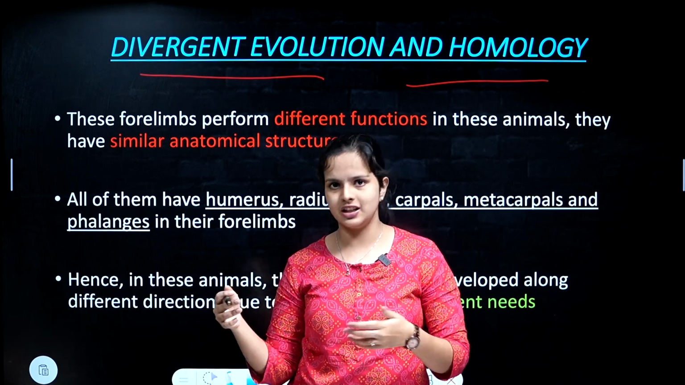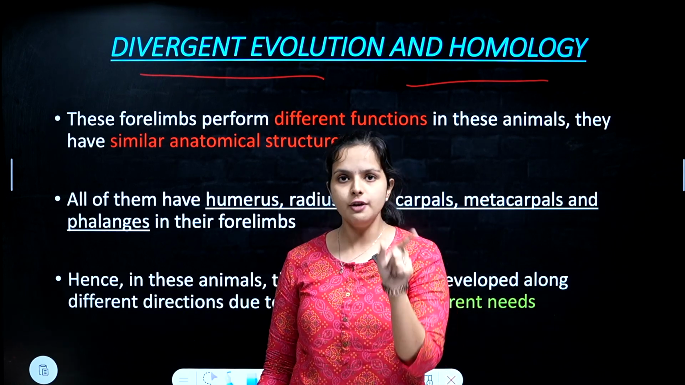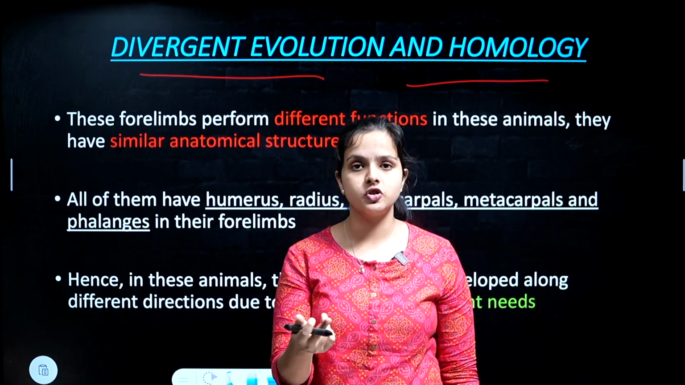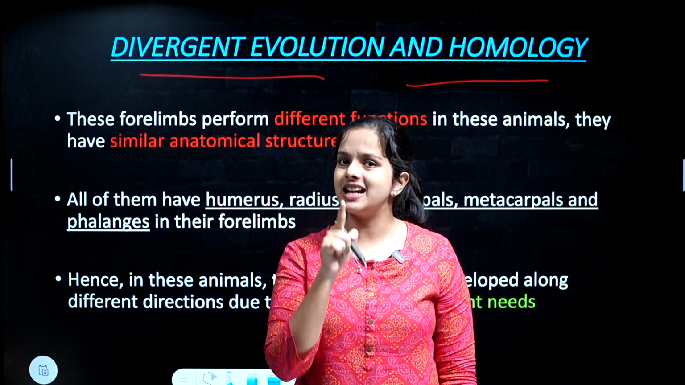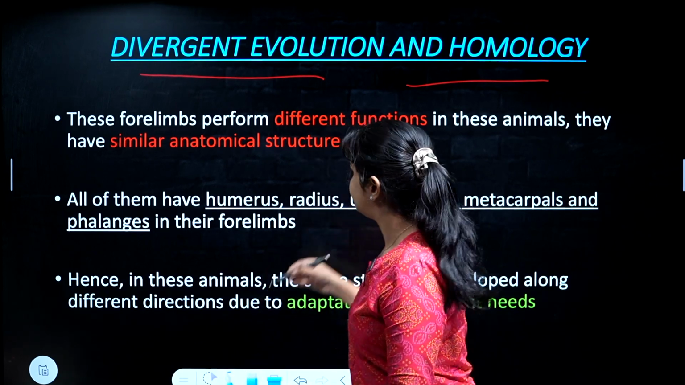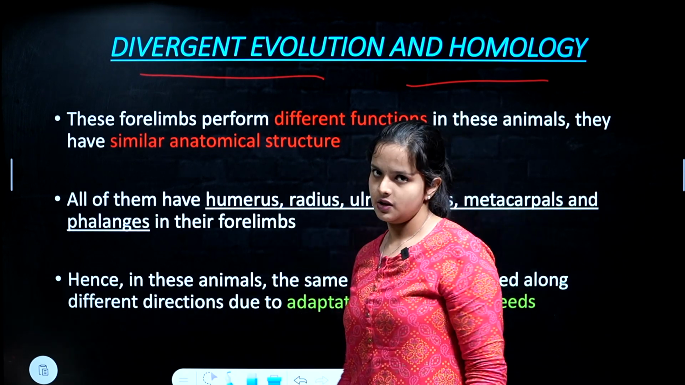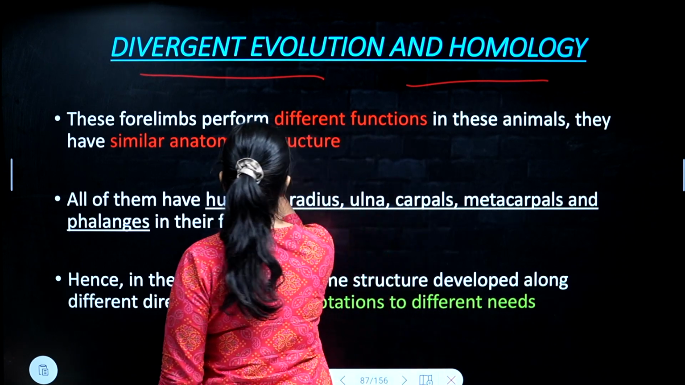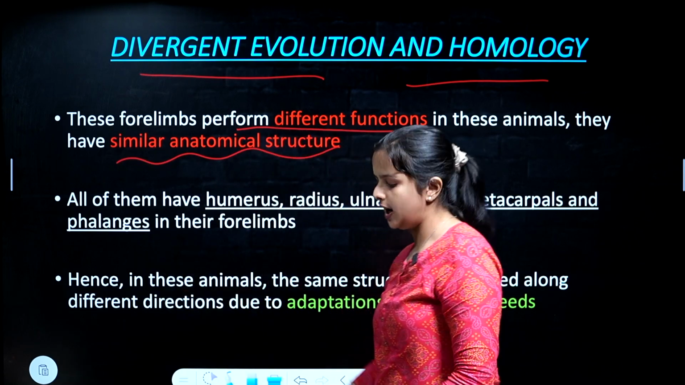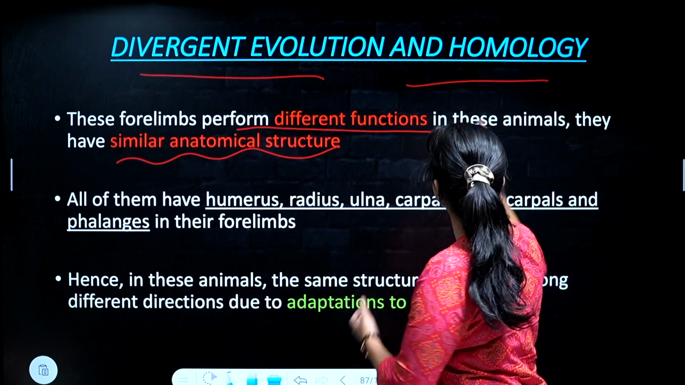The whale is an aquatic animal, so it needs to swim. Does the bat have the same function? Of course not. The bat uses it to fly. So the four of us have different functions. The same forelimb has different functions, but a similar structure. Am I right? Its structure is similar, but its functions are varied. Such organs are called homologous organs, and this phenomenon is known as homology. These forelimbs perform different functions in animals, but they have similar anatomical structure, and if you look at the anatomy, they are almost the same.